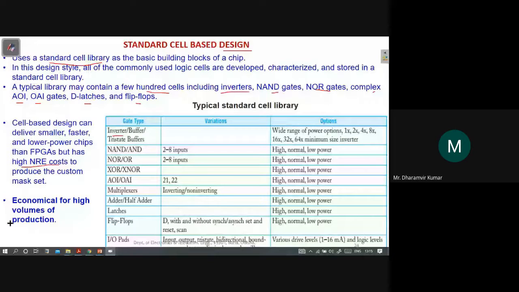Similarly, it is economical for high volumes of production, where a large number of ICs are required to be fabricated. For those cases we can go with standard cell based design.